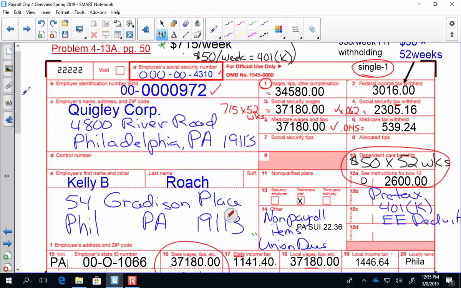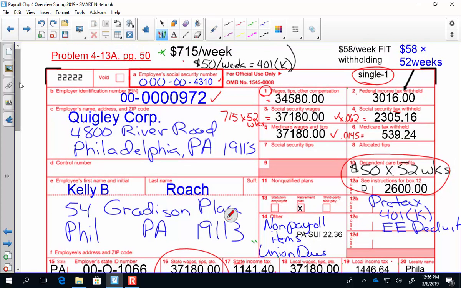Another task in Chapter 4 is to fill out a W-2. This is tedious. It's not hard, but it's a time-consuming process. This is on page 50. I've used problem 13 as our example here, and I want to go over how the author is getting some of the numbers on a typical W-2. Remember, this is a year-end report, and this person is getting $715 per week.